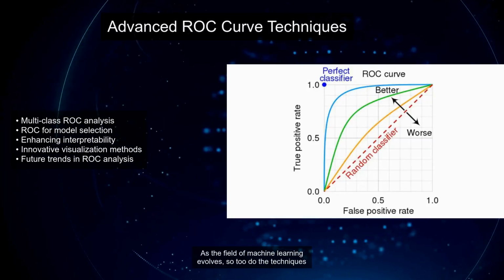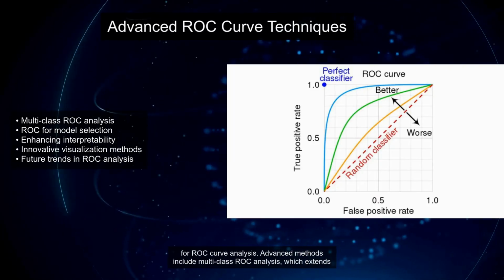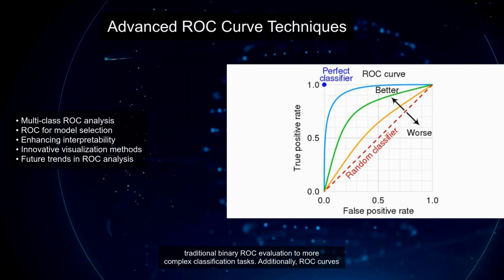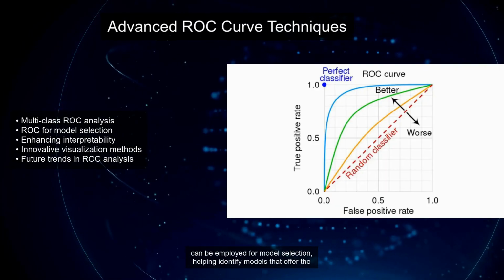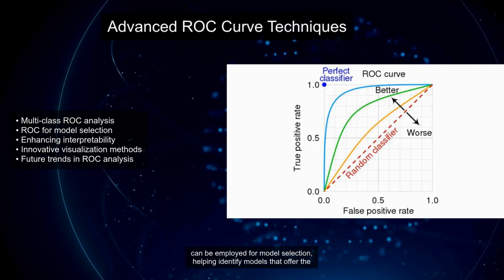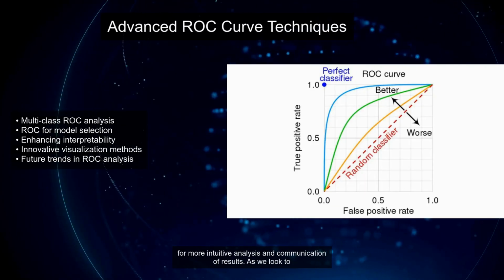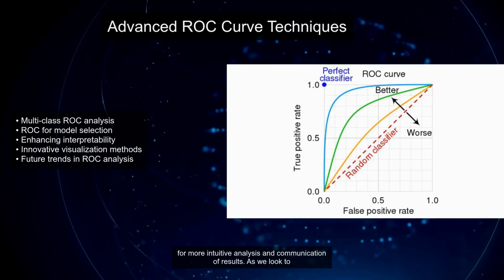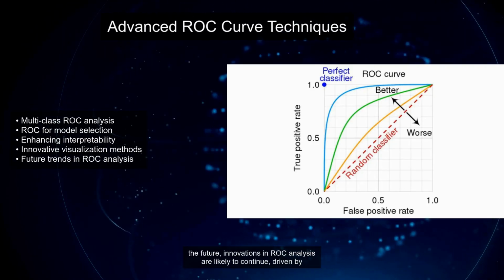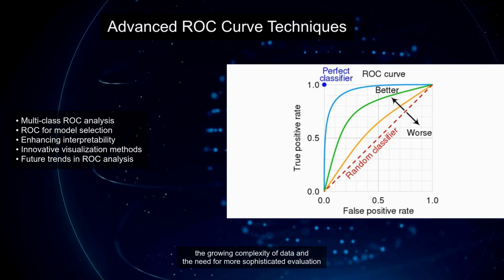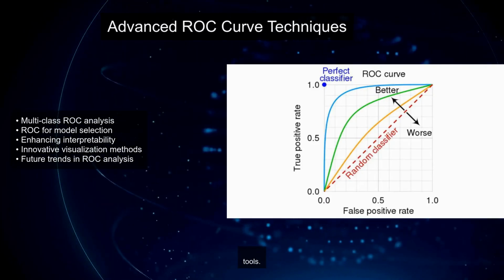As the field of machine learning evolves, so too do the techniques for ROC curve analysis. Advanced methods include multi-class ROC analysis, which extends traditional binary ROC evaluation to more complex classification tasks. Additionally, ROC curves can be employed for model selection, helping identify models that offer the best trade-offs for specific applications. Enhancements in interpretability and visualization techniques allow for more intuitive analysis and communication of results. As we look to the future, innovations in ROC analysis are likely to continue, driven by the growing complexity of data and the need for more sophisticated evaluation tools.